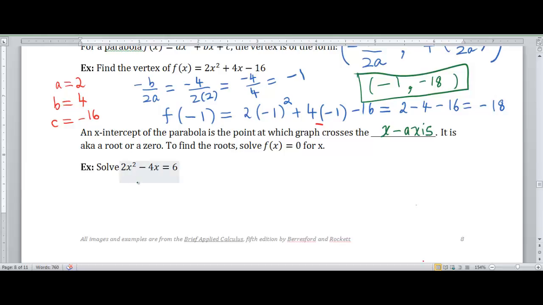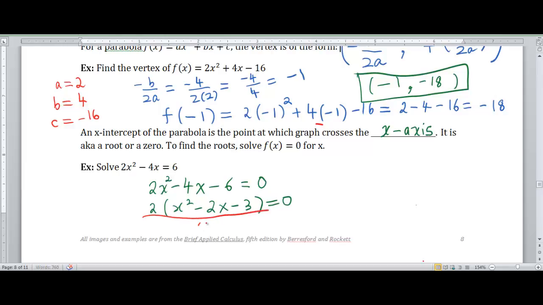So let's look at this one. 2x squared minus 4x equals 6. First thing you want to do is subtract 6 from both sides to get everything equal to 0. Now let me pull out a 2. I get 2 times x squared minus 2x minus 3 equals 0. Then you divide both sides by 2, and you're left with x squared minus 2x minus 3 equals 0, since 0 divided by 2 is 0.